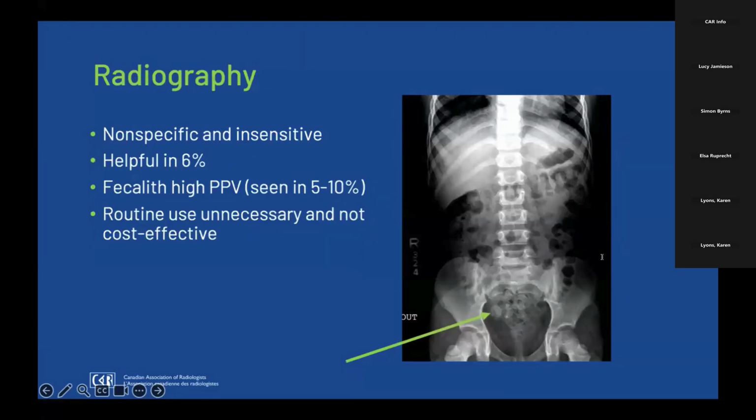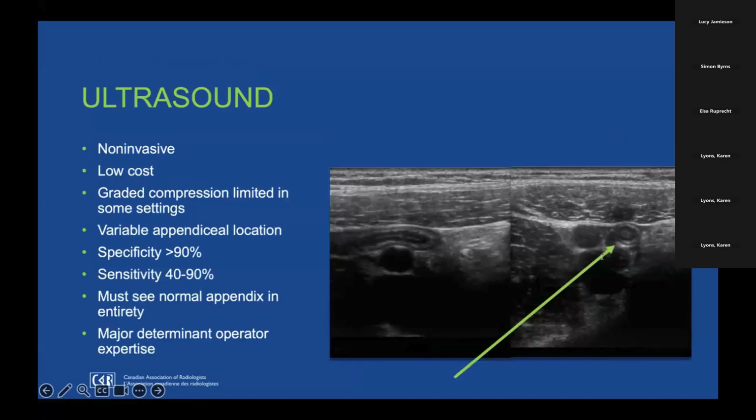Abdominal radiographs are non-specific and insensitive in the diagnosis of appendicitis and are only helpful in around 5% of cases. If we see a fecalith, as is in this case, in the setting of acute abdominal pain, that has a relatively high positive predictive value, but we only see it in about 5% of cases. And so the routine use of radiographs is really unnecessary if ultrasound or CT is planned and it's not cost effective or radiation effective. Ultrasound is a great test, non-invasive, low cost, there's no ionizing radiation. It's mobile and entails minimal patient preparation.